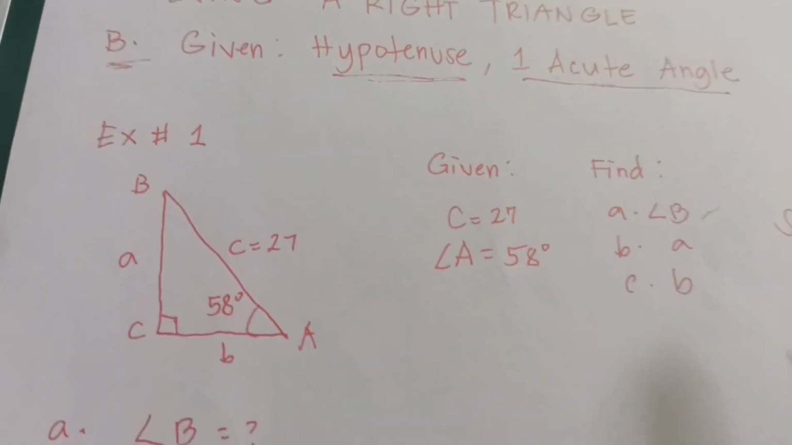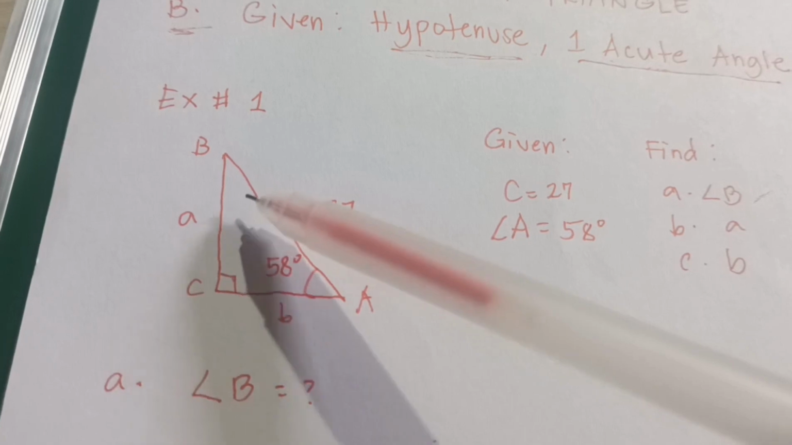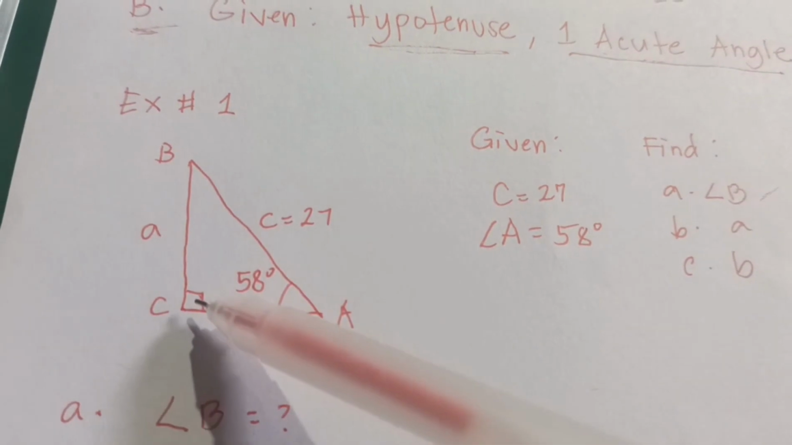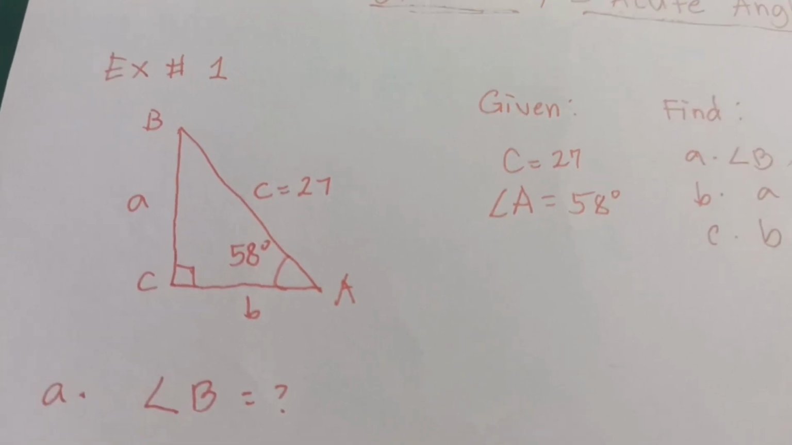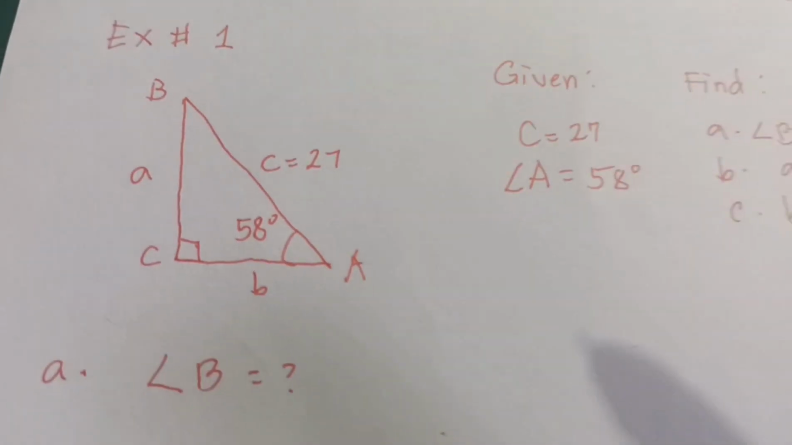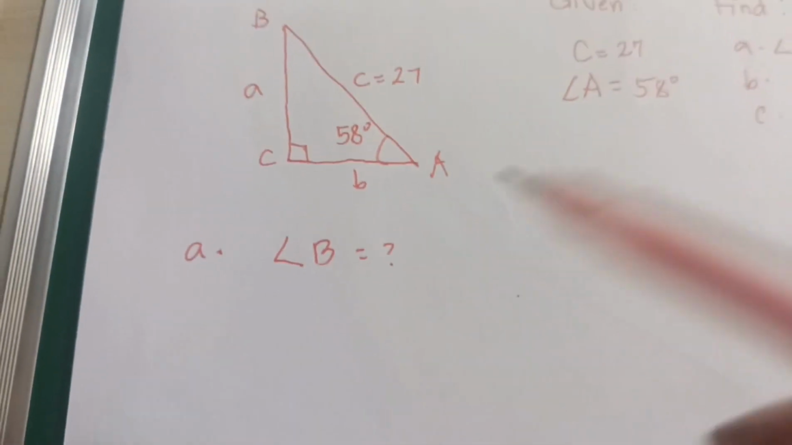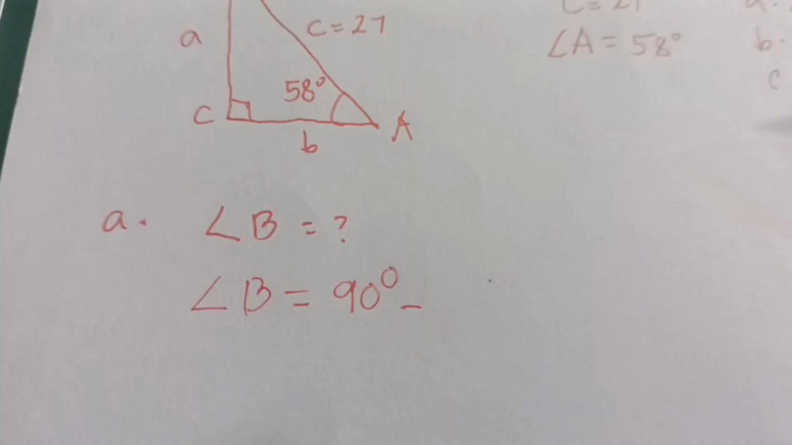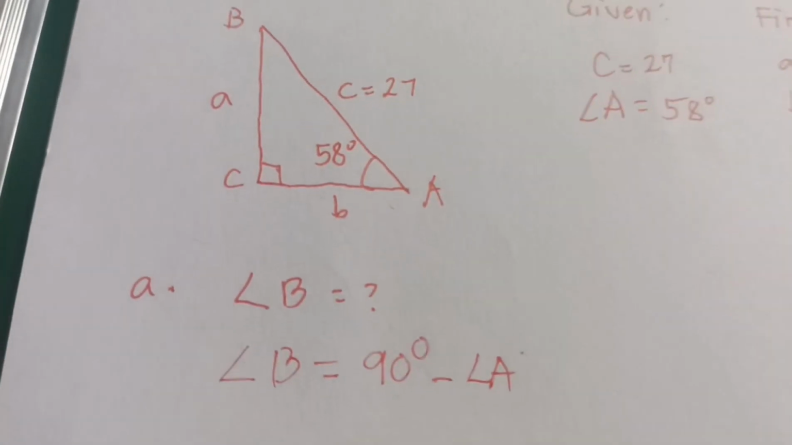If the angle is missing, it is so easy because what is the relationship of B and A? We all know that the sum of angle B and angle A is equal to, yes, 90 degrees, because this is 90 plus 90, the sum of the three angles is 180. Again, B plus A is equal to 90 degrees. So since A is given, to solve angle B, we're just going to write angle B is equal to 90 degrees minus the given angle, which is angle A.